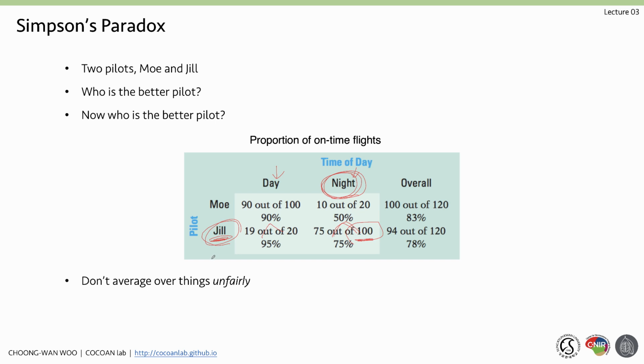So what does Simpson's paradox tell us? Don't average over things unfairly. Day and night flights have different levels of difficulty, and there are different numbers in the different categories for day and night. We need to see the actual numbers, so we need to be careful about this type of averaging. What can prevent us from making such mistakes? Data visualization can protect us from making mistakes like that.